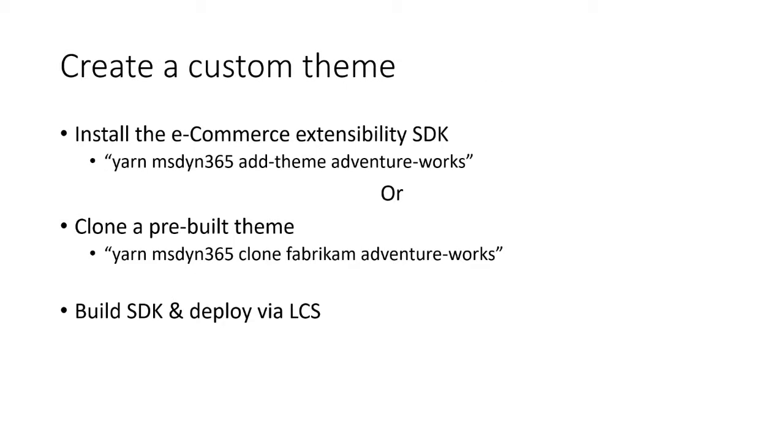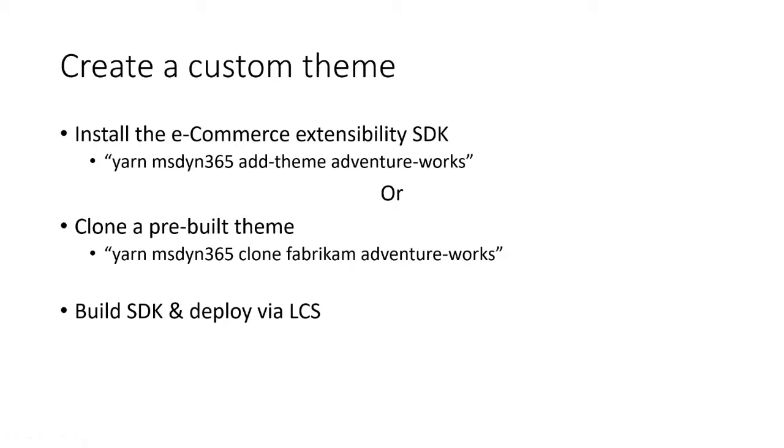Now, to create a custom theme, you'll be installing the SDK, and I'm going to walk through that. And then to create the theme, you'll use one of our CLI commands. CLI stands for Command Line Interface, and we ship a bunch of commands that help you do things like adding a new theme, adding a new module, etc. So you see that on this slide here, the yarn msdyn365. And then the CLI command is actually the add-theme that's after it. And the last, AdventureWorks, is just the name of the theme.